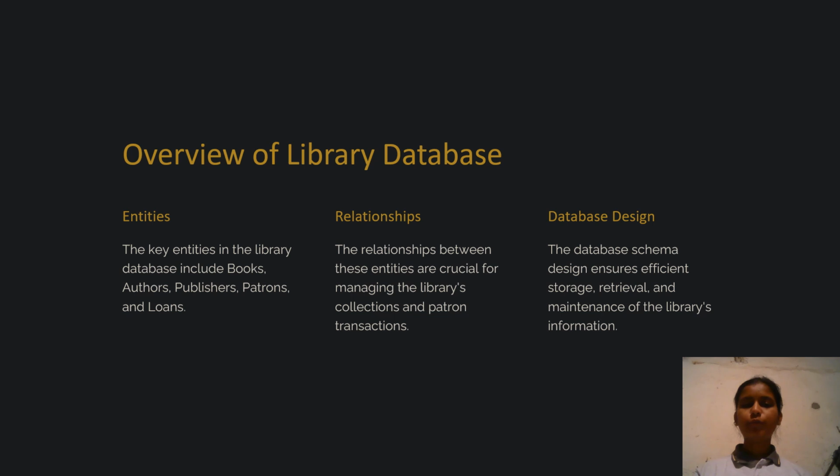Now let us come to the overview of this database. The first one includes key entities. Key entities in a library are books, publishers, authors, patrons, and loans. And the second one is relationships. The relationships between managing libraries, collections, and patron transactions are crucial while we are dealing with a library database. And the third one is database design. While we design a library database, we should ensure efficient storage, retrieval, and maintenance of the library's information.